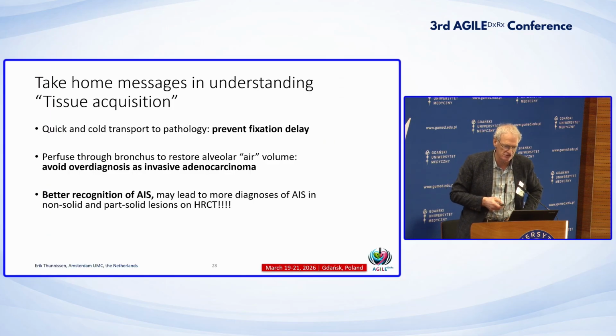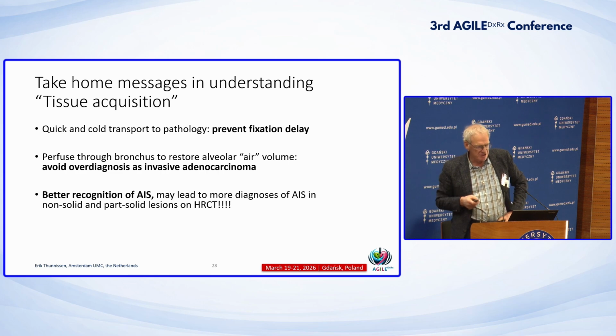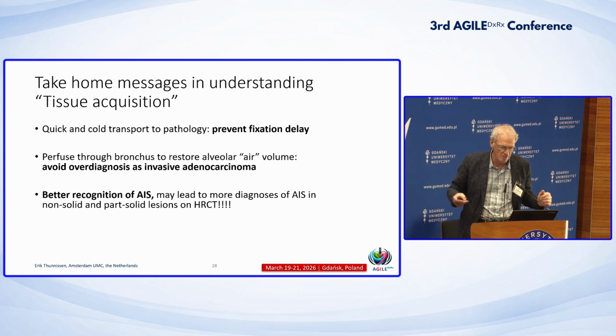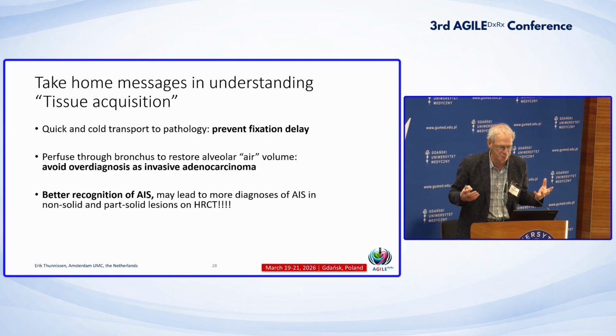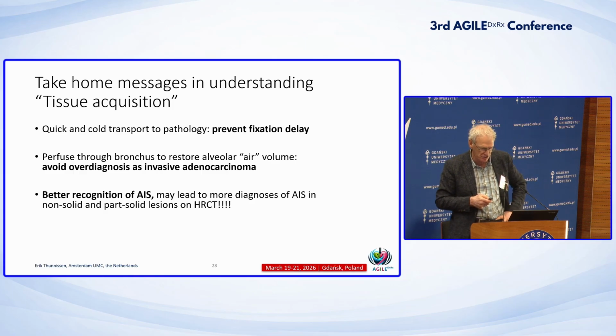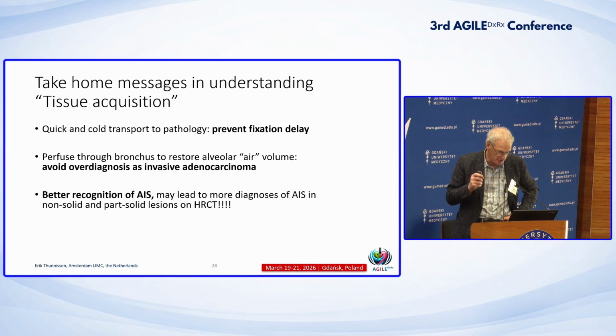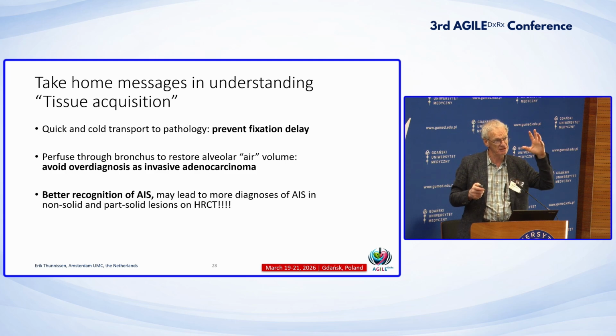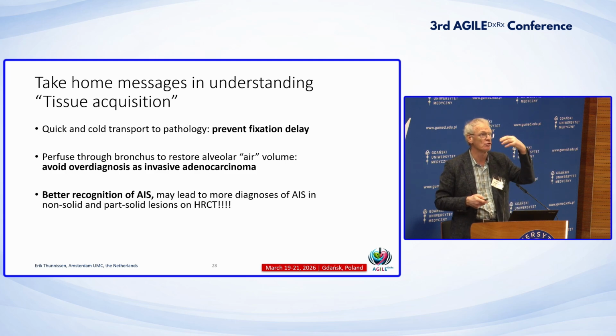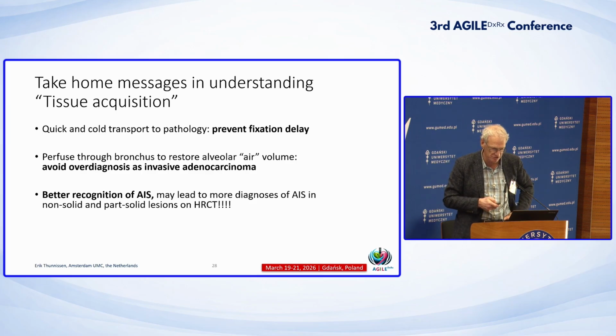So the take-home messages are quick and cold transport to pathology, prevent fixation delay, perfuse through the bronchus to restore the alveolar air and better recognize the pattern and the underlying morphology, and avoid overdiagnosis of invasive adenocarcinoma. And I predict that a better recognition of AIS may lead to more diagnosis of AIS, especially in all non-solid lesions, but also in part-solid lesions on HRCT.